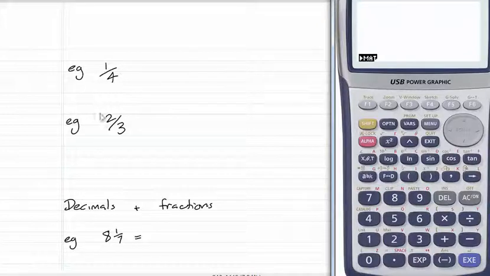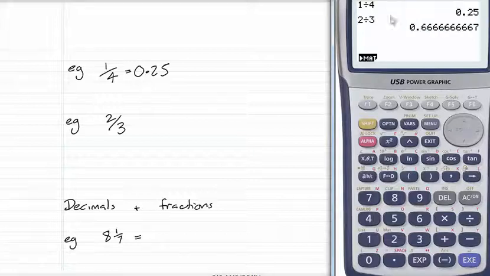It's a good idea to learn some of the very common fractions. 1 divided by 4, nice and easy, 0.25. 2 divided by 3, oh, this is an interesting number. This is called a recurring decimal, 0.66666. It goes on with 6's forever. I know it's got a 7 here, but that's because they've had to round their final 6 because they can't fit it all into the calculator.